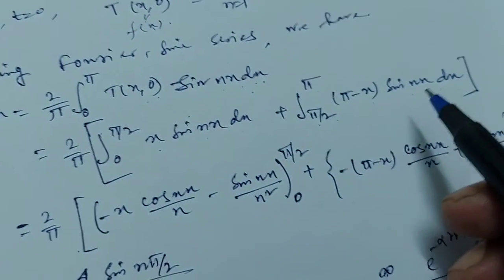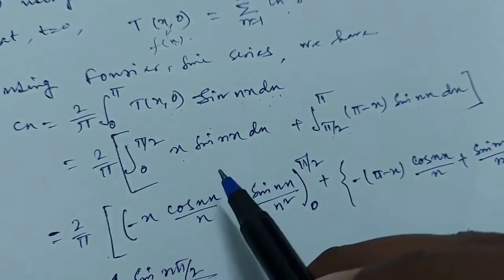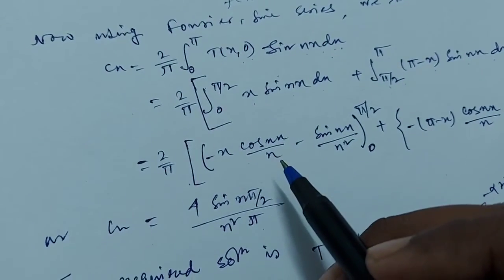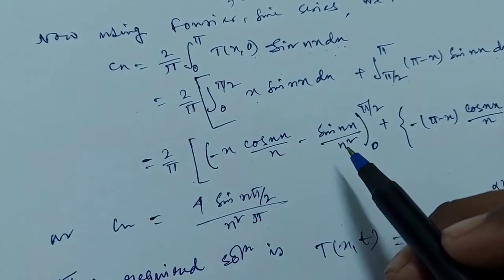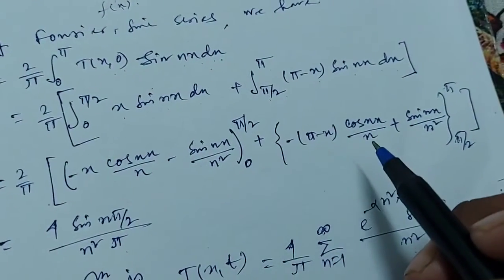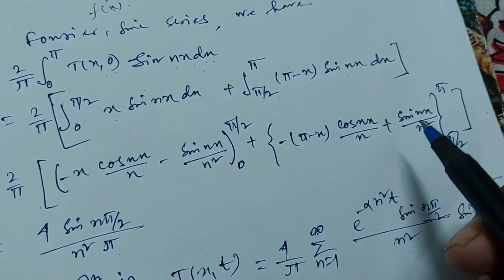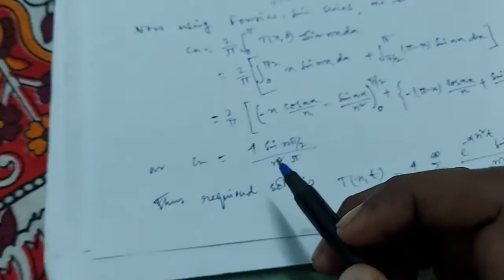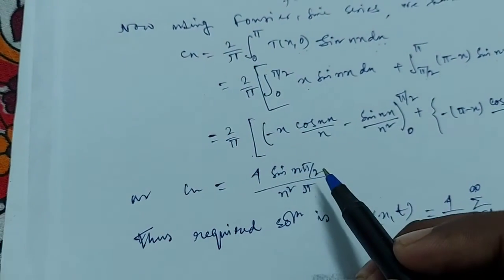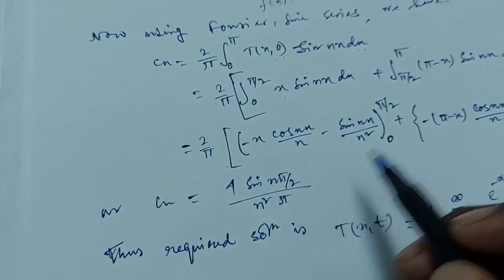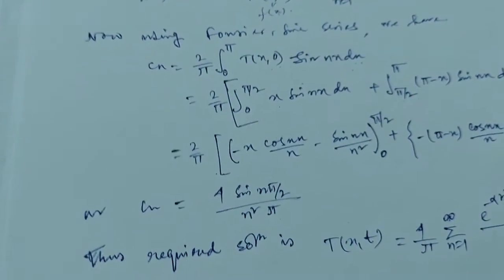plus ∫ from π/2 to π of (π − x) sin(nx) dx], and integrating by parts we get 2/π [−x cos(nx)/n + sin(nx)/n²] from 0 to π/2 plus [−(π − x) cos(nx)/n − sin(nx)/n²] from π/2 to π, and simplifying we get cn = 4 sin(nπ/2)/(n²π). So putting this value we get the required solution.